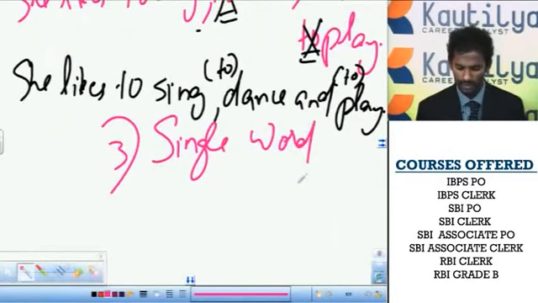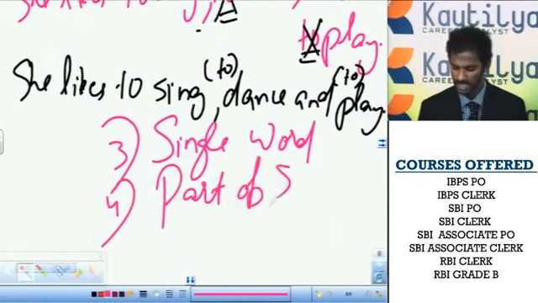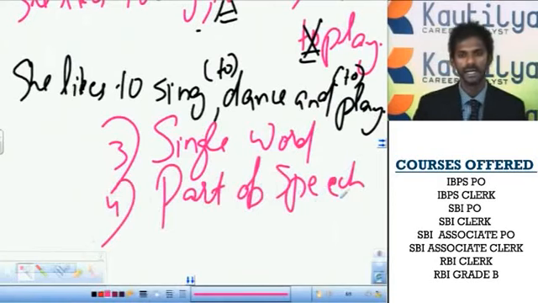And the fourth concept is part of speech. Now we discussed parts of speech last class. Nouns, pronouns, adjectives, verbs, adverbs, prepositions, conjunctions, interjections, right? So the third concept is single word and the fourth concept is part of speech. As I discussed with you last class, one word can be used in different parts of speech. Sometimes a word can be a noun, sometimes an adjective, sometimes a verb.